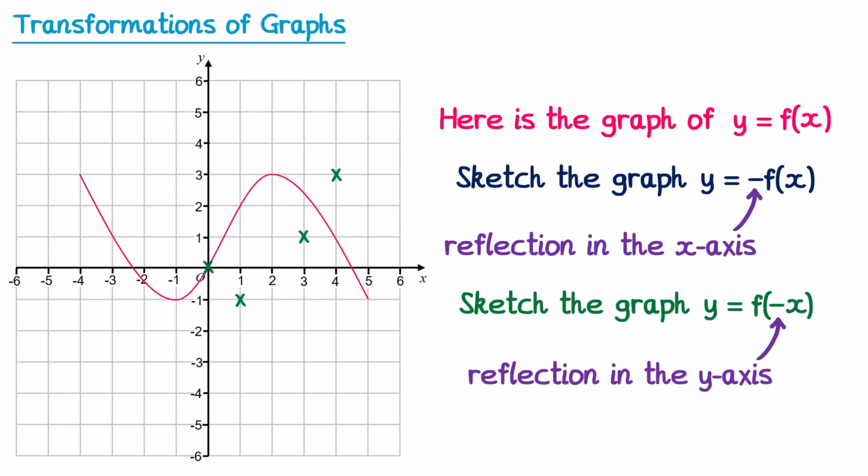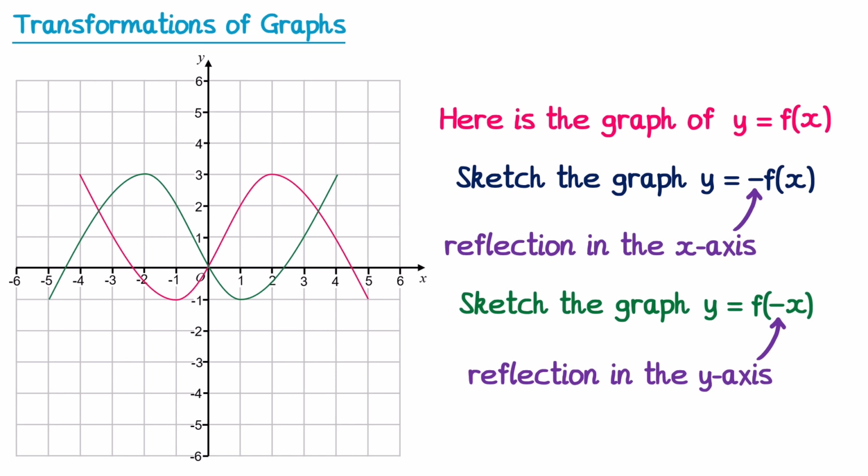This point here is on the axis, so it remains unchanged. This point here is 2 squares away from the axis, so we go 2 squares across. This one is 4, so we go 4 across. And this one all the way down here is 5 squares, so we go 5 squares across. If you join all of these up with a nice smooth curve like this, you end up with the answer to the question.